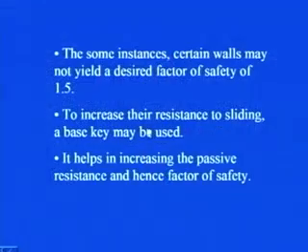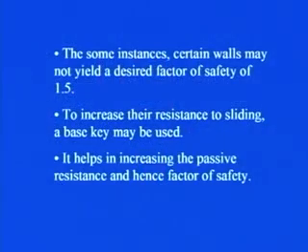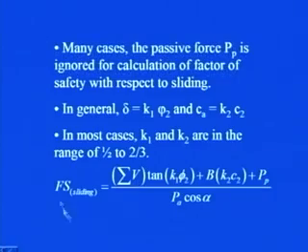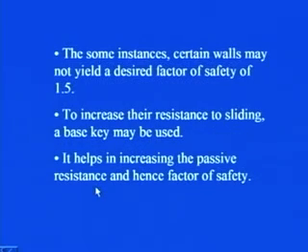So, to increase its resistance to sliding, a base key may be used. I will show you what exactly I mean by this base key. It helps in increasing the passive resistance, and as the passive resistance increases, you can see in this expression that the factor of safety value will also increase. As soon as you achieve a value of 1.5 as factor of safety against sliding, you can consider your wall to be safe against sliding along its base.